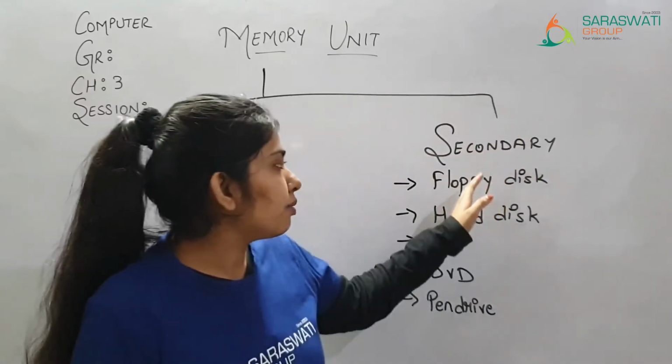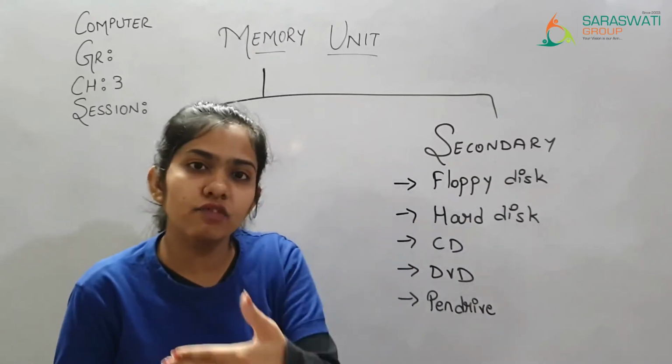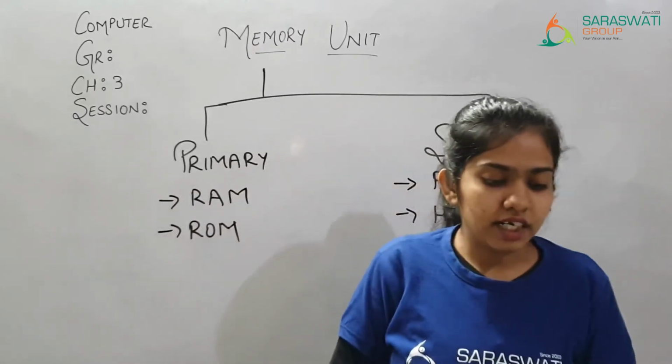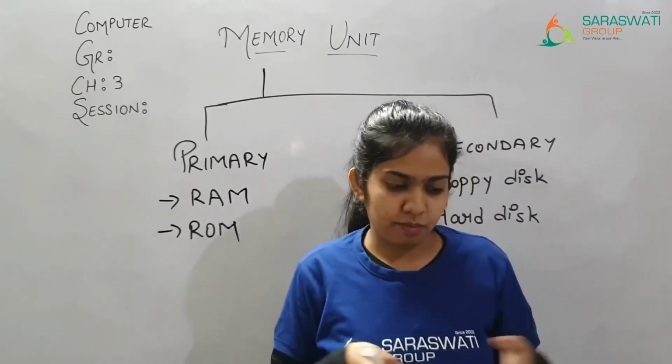But secondary memory is located outside the computer. That's why it is connected indirectly with the processor. Data are exchanged from and to secondary memory via primary memory.